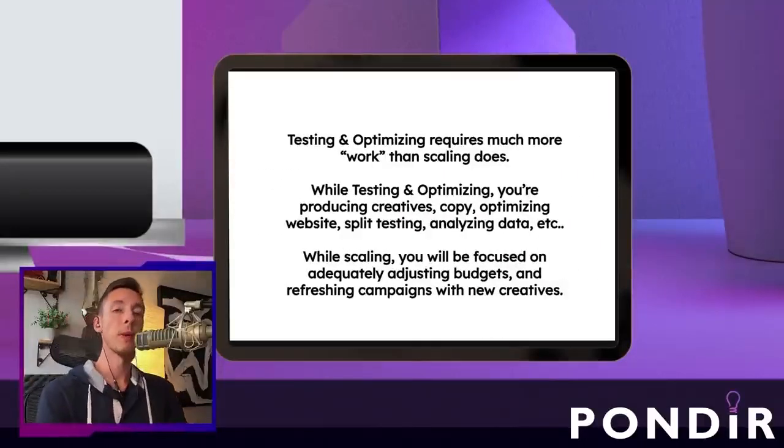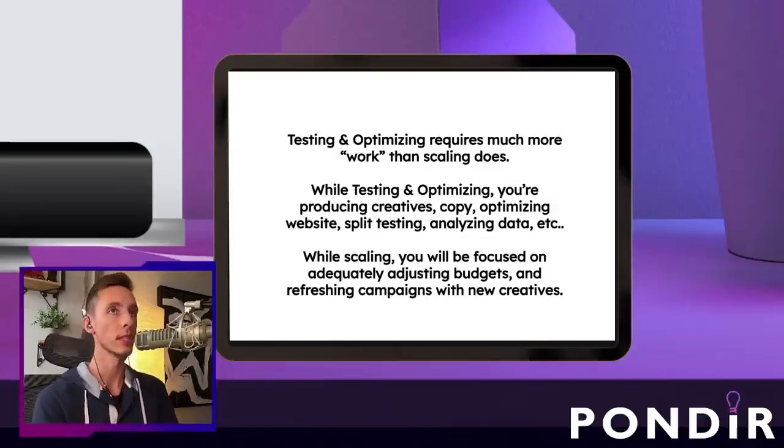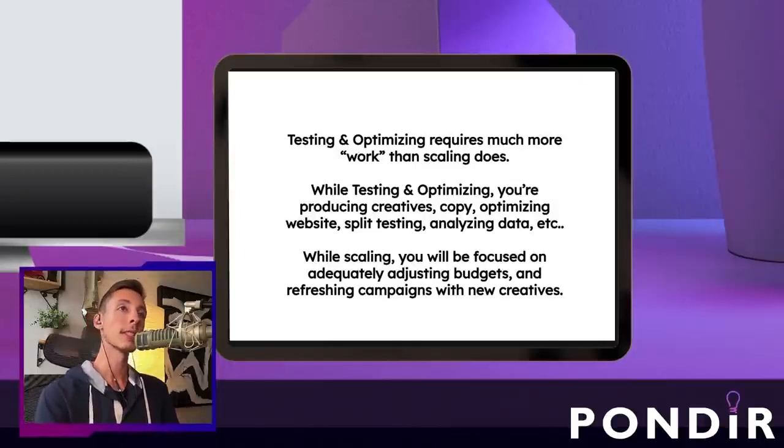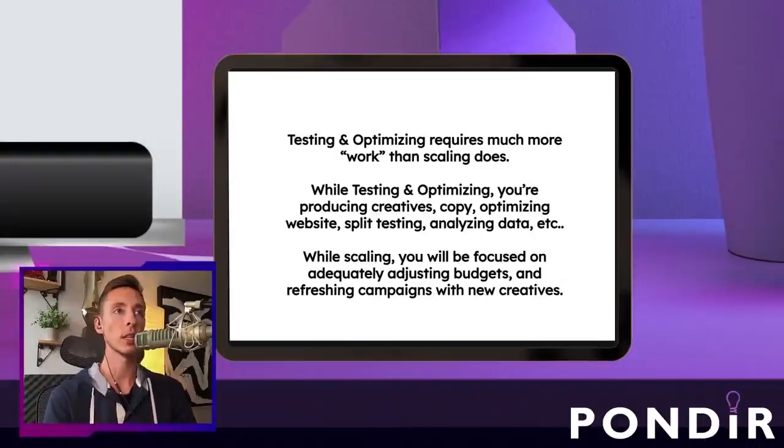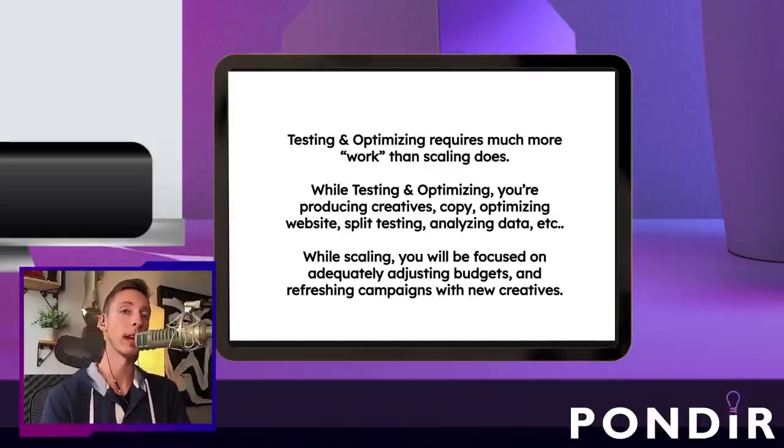Testing and optimizing, aka when you're launching and getting started, requires a lot more work. You're producing creatives, you're writing new copy, you're optimizing your website, you're split testing thumbnails, analyzing data, you're doing all of this. And once you start scaling, it's not to say you won't be doing those, because you consistently are, but 90% of your focus is going to transition to adequately adjusting budgets on the Diamond Formation and the Diamond Stability Zone, and then refreshing campaigns with new creatives. That's really going to be your focus while you scale.